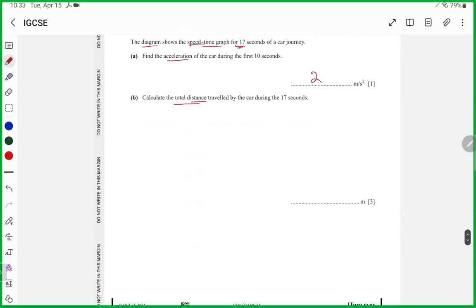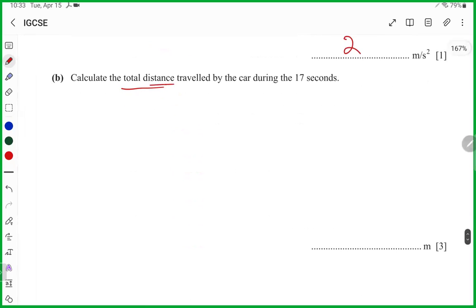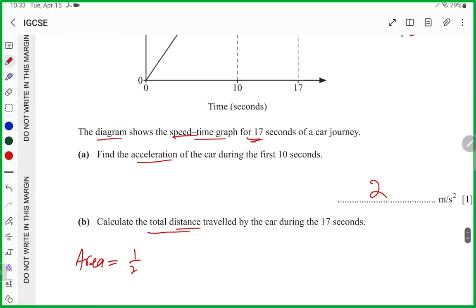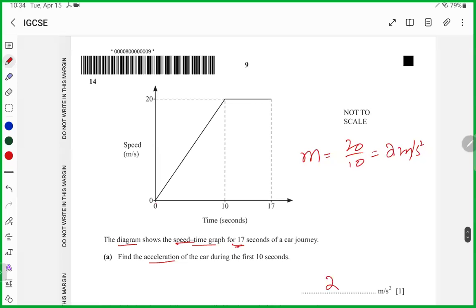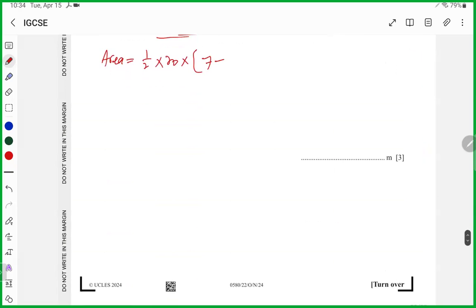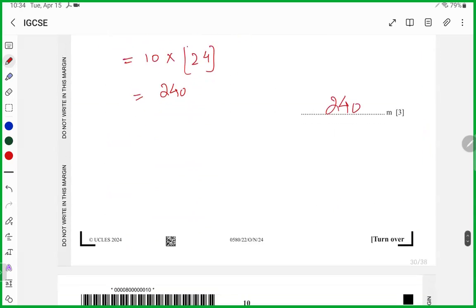Calculate the total distance. Remember, in a VT graph, total distance is given by the area under the curve. So the total area, this is a trapezium, so 1 by 2 into height into sum of parallel sides. This is 17, this is 7. So 7 plus 17, so it's 10 into, that is going to be 240.